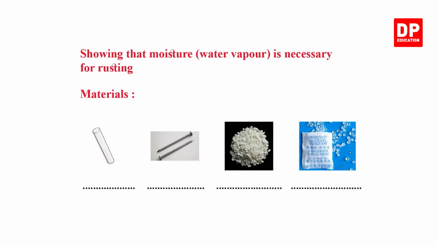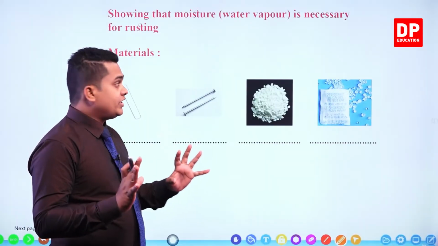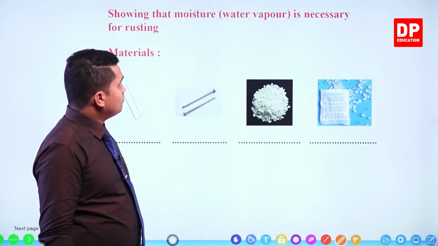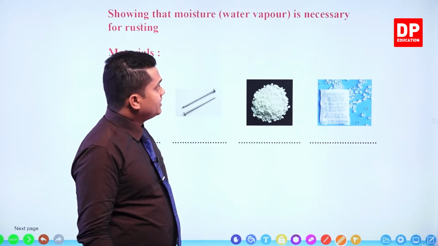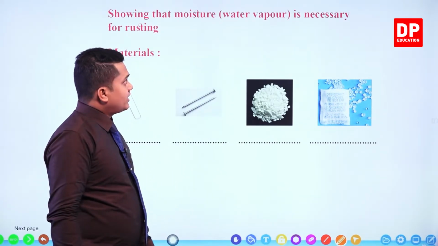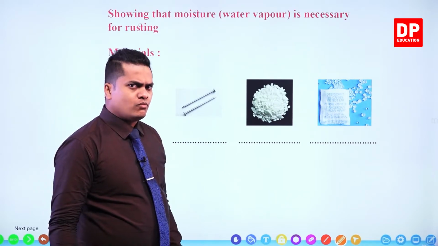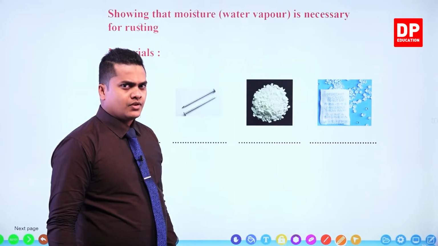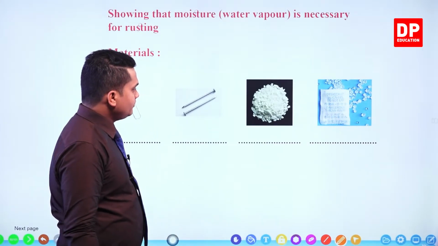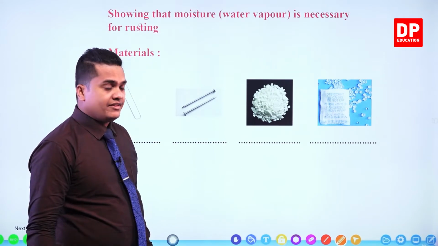Okay, we are going to study the second factor. The second factor will need these materials. Here we are going to show that moisture, meaning water vapor, is necessary for rusting, right? We're going to show that moisture or water vapor is necessary for the process of rusting. Okay, right. Now let's see what materials we need.